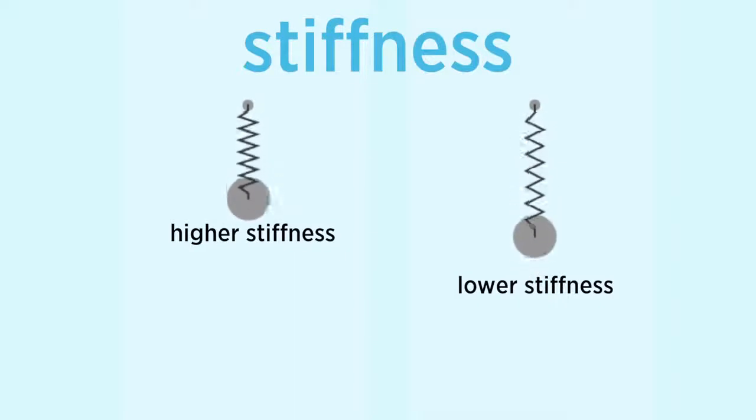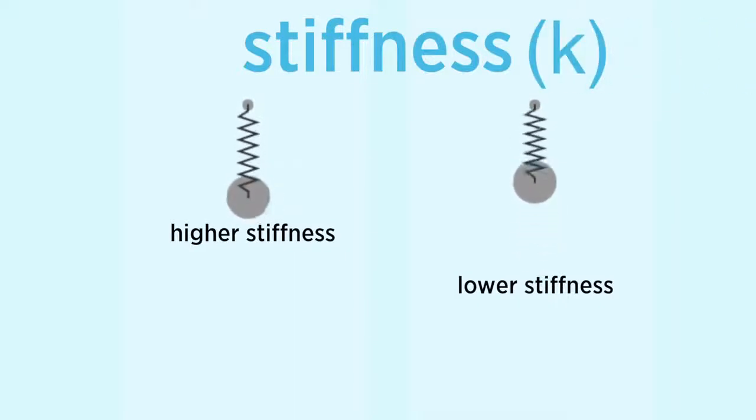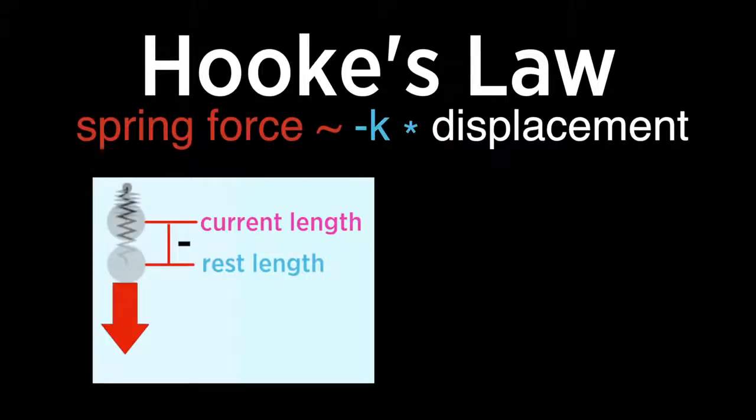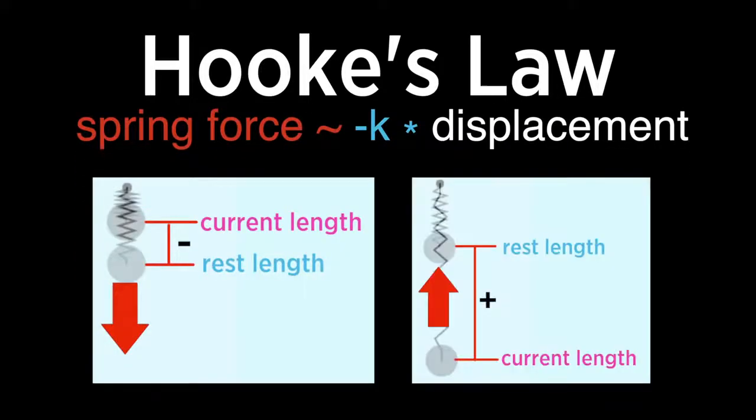It is represented with the letter K. This led Hooke to his final equation, which is known as Hooke's law. The spring force is proportional to the stiffness times the displacement. Notice that there is a negative sign there. That's because we want a positive force when the displacement is negative and a negative force when it's positive. If we plug this equation into the computer, we get this realistic spring behavior.